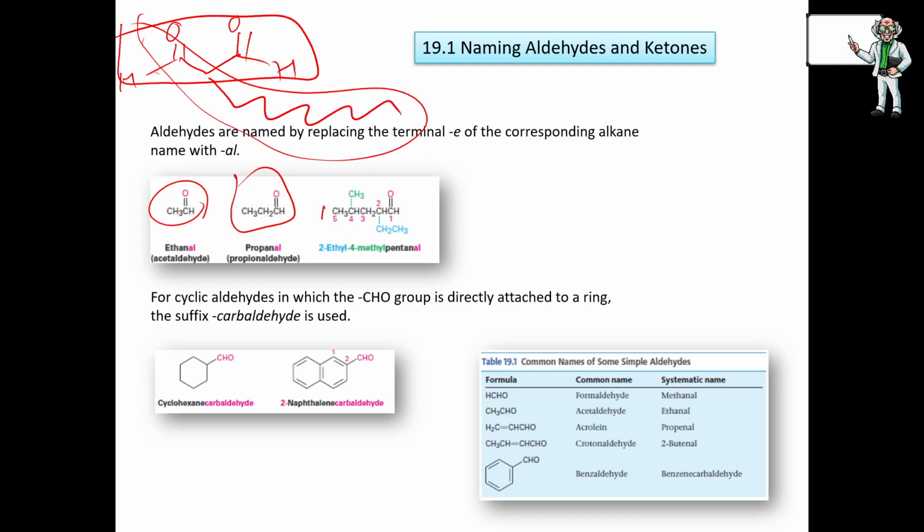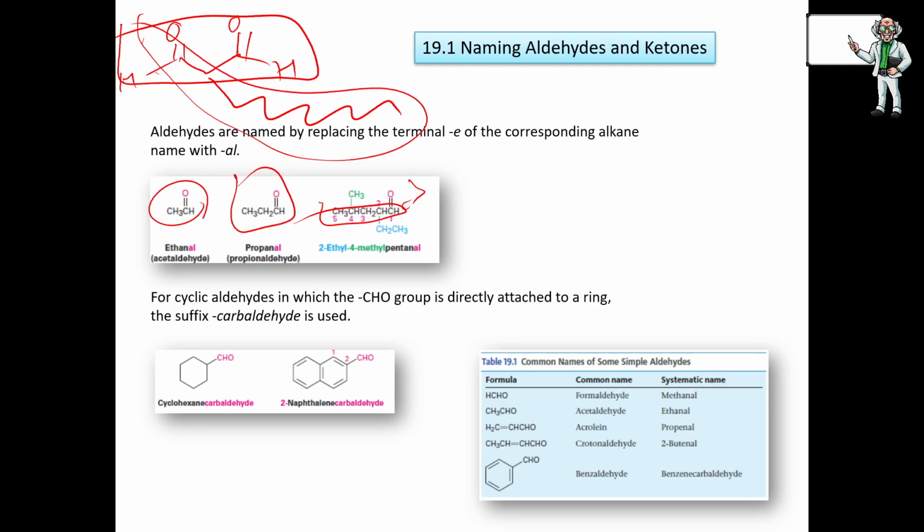Here we have a 5-carbon chain, and we apply exactly the same rules that we applied before. We start numbering for the lowest numeration of the aldehyde, that means position 1, and if it's 5 carbons, it will be pentanal, and then we add the substituents. That means it will be 2-ethyl, 4-methyl pentanal. Remember that the ethyl and methyl are in alphabetical order.